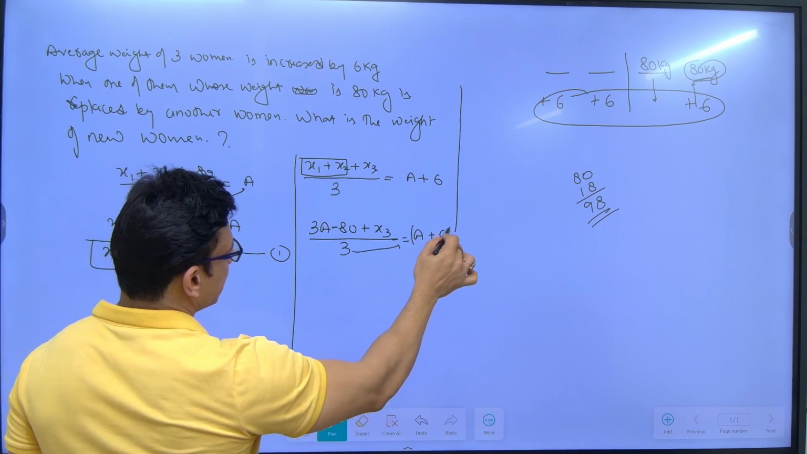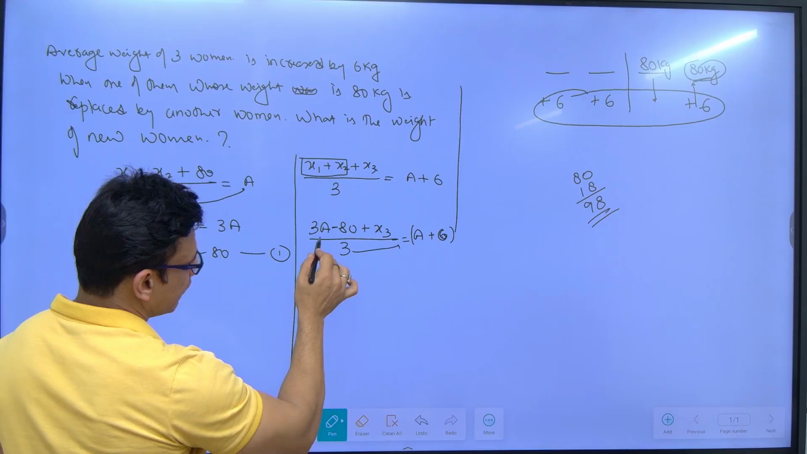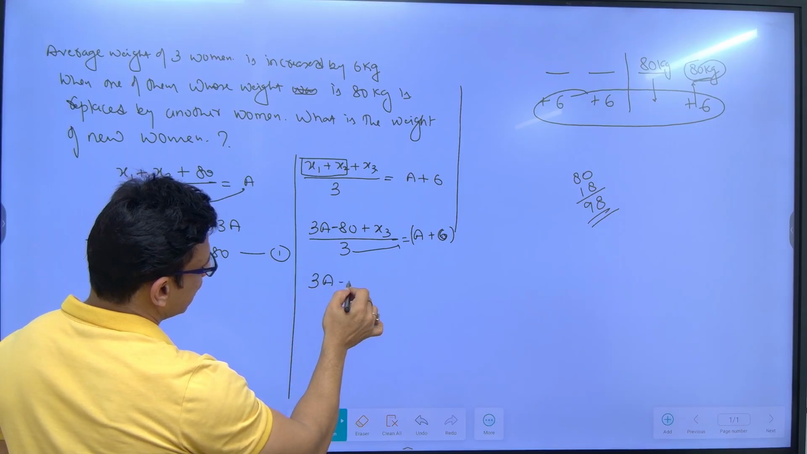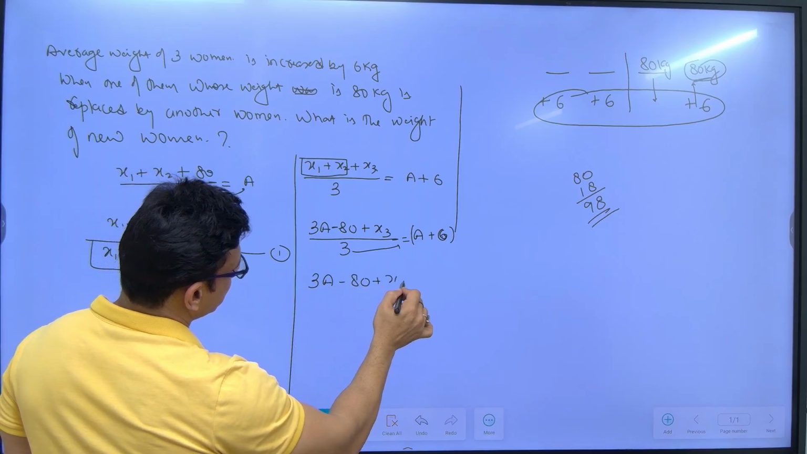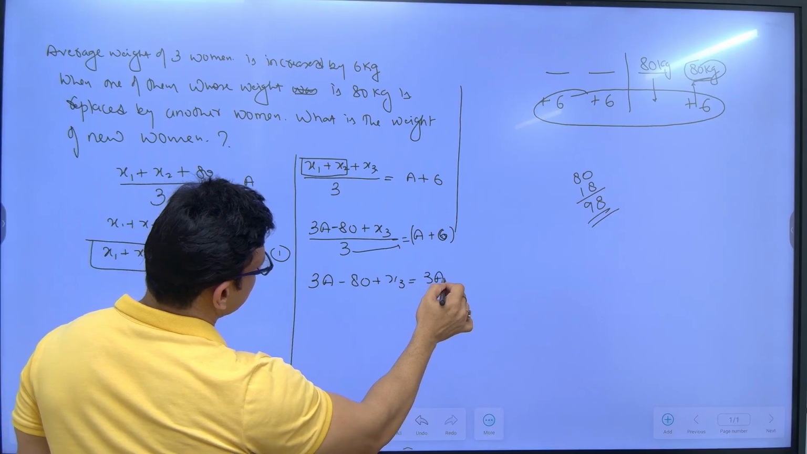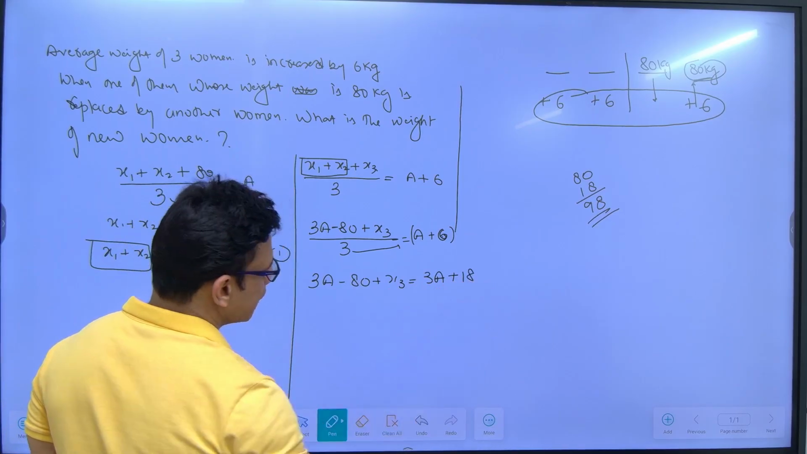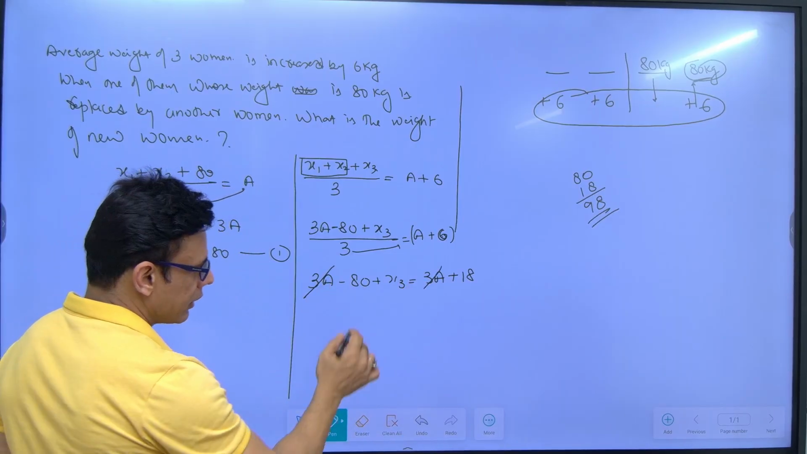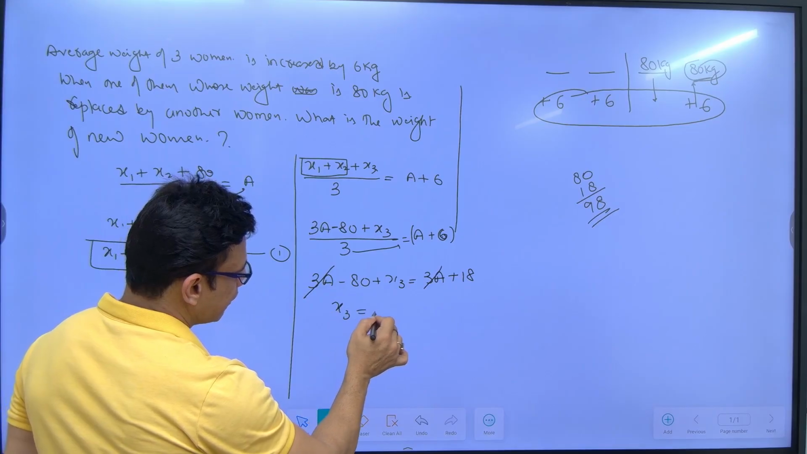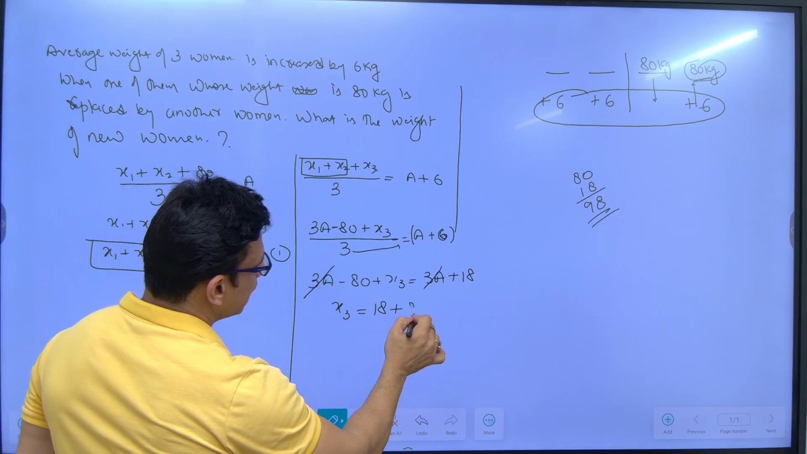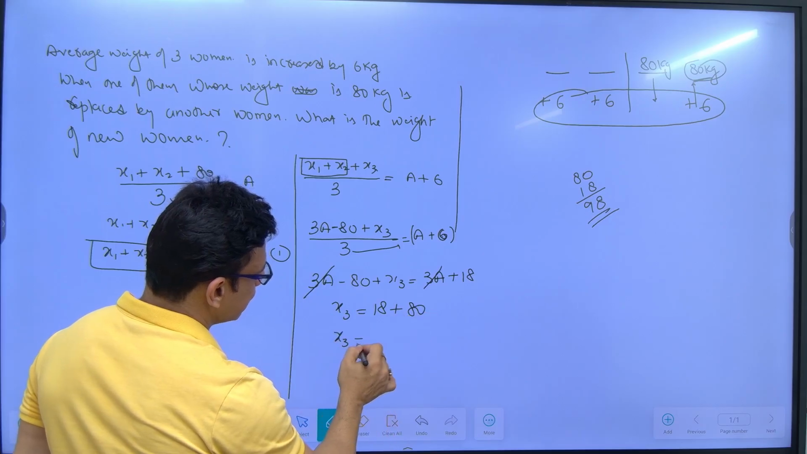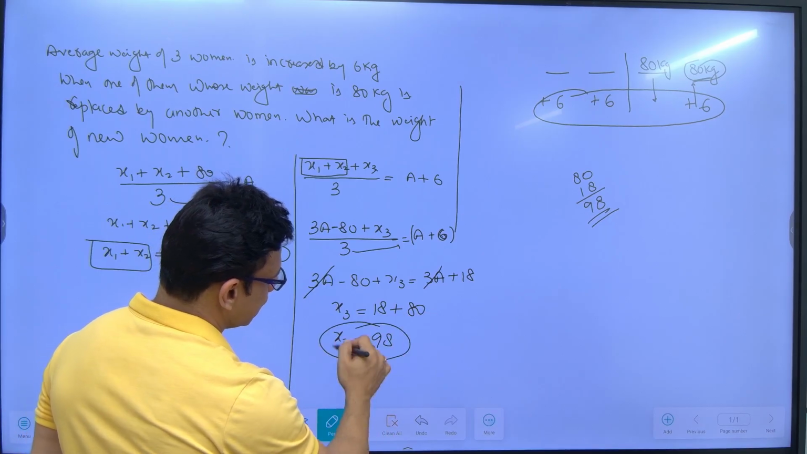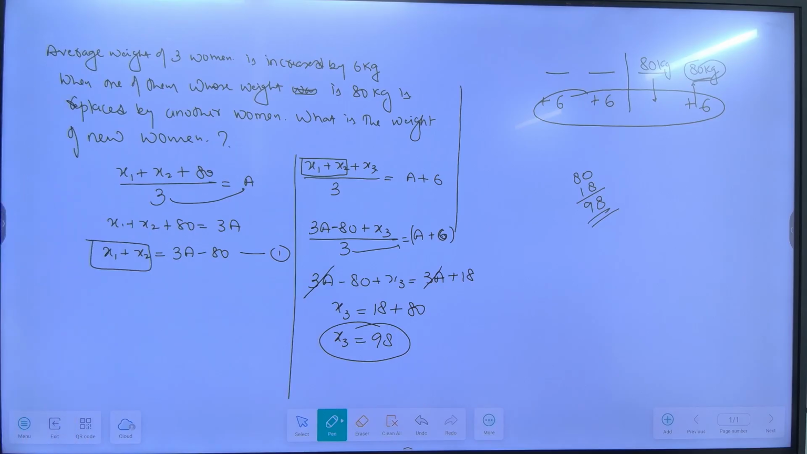Cross multiply, multiply with both sides. So now this is 3a minus 80 plus x3 is equal to 3a plus 18. 3a and 3a both get cancelled. What is x3 equal to? 18 plus 80, which is equal to 98 kg.